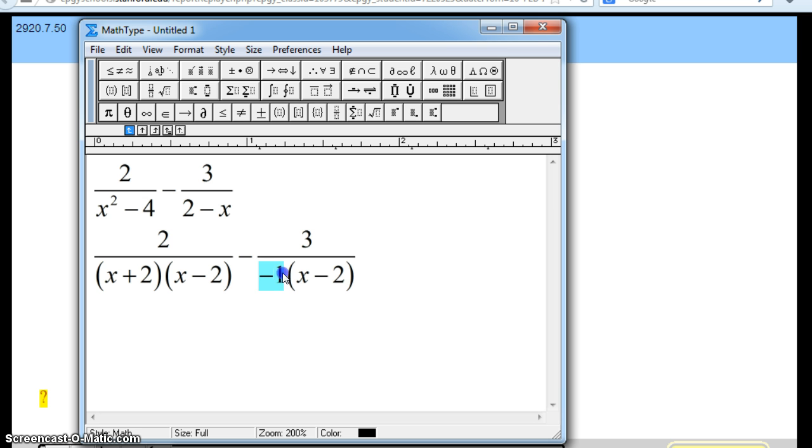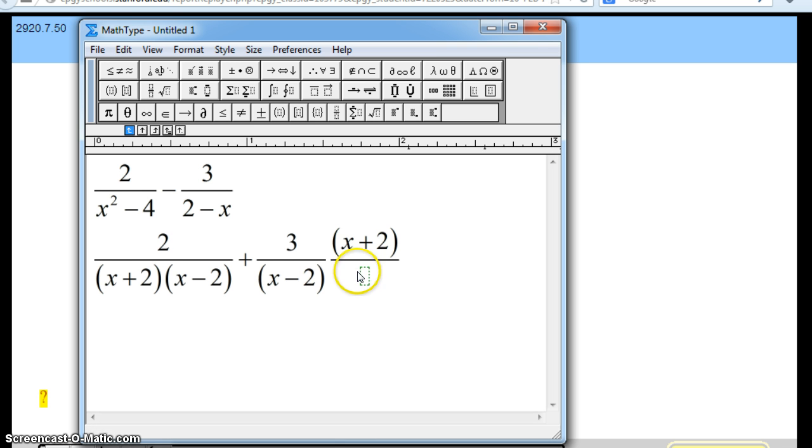Okay, so now what can we do with this negative 1? Well, you can put it out in front. So this is negative 1 times this whole thing, and that becomes a plus. So now we have a plus, and we actually have the same factor here that we have on the bottom here. To make a common denominator, we simply need to multiply this fraction by something with this term. So how do we do that? Well, we multiply by a form of 1, which is x plus 2 over x plus 2. And then we'll get a common denominator here. That's essentially what we did.